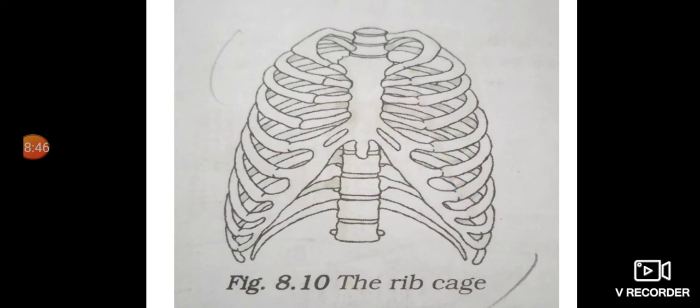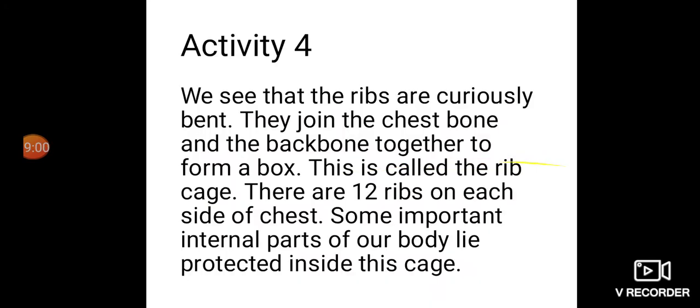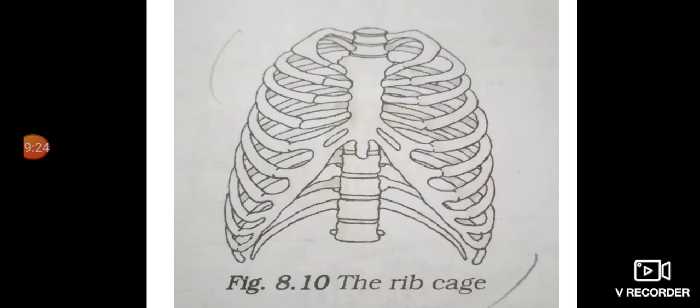While you take a deep breath and hold it for a little while and you feel this chest, what do you notice? You notice the bones. At the back also you notice the backbone. You touch and feel the chest bone. What do we see? We see that the ribs are curiously bent. They join the chest bone and the backbone together to form a box.